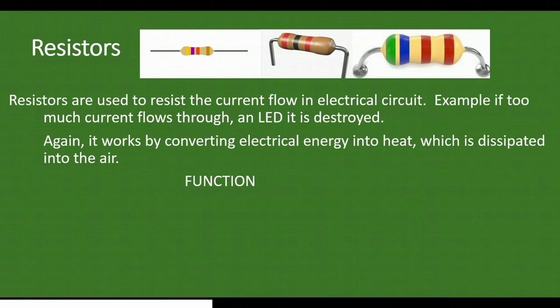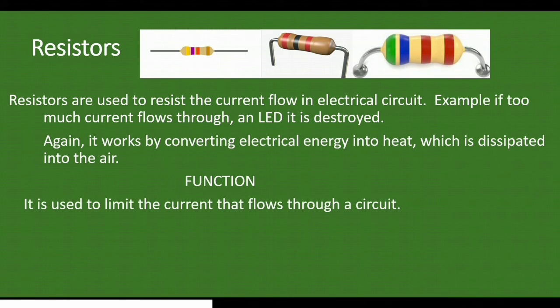So let's look at the function of a resistor. It is used to limit the current that flows through a circuit. It limits it so that it doesn't move too much. When the current is moving too much, it is the resistor that makes sure that it is in its lane. So that's one function of the resistor.